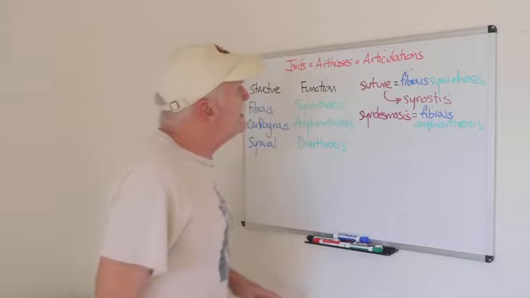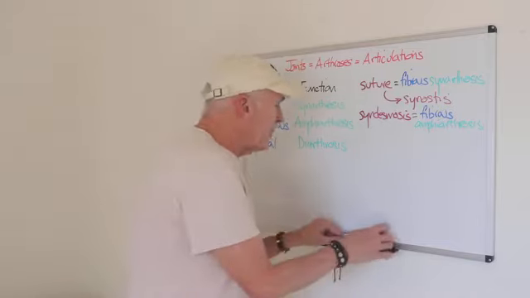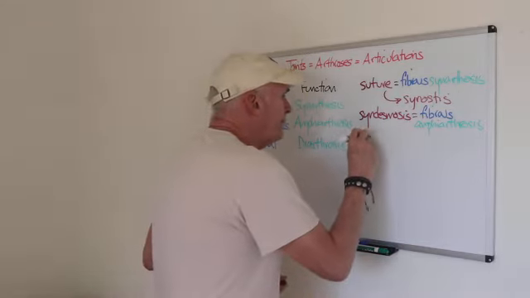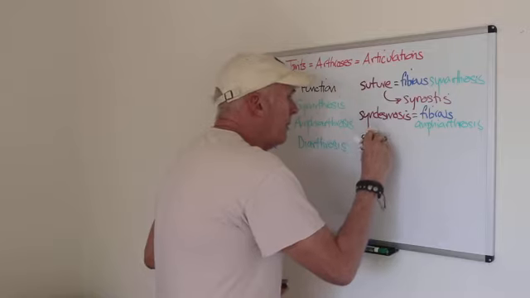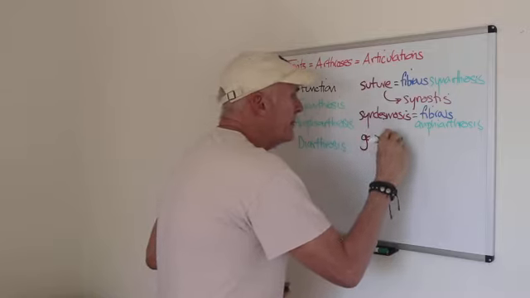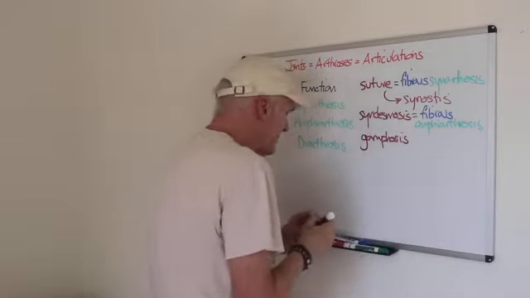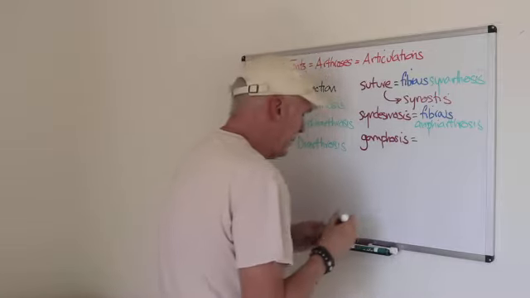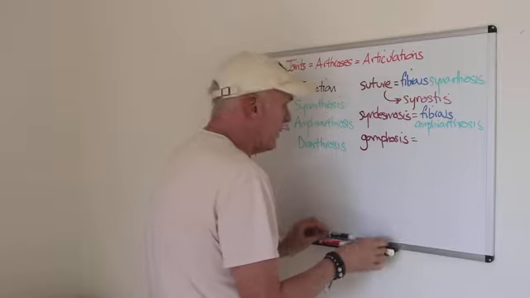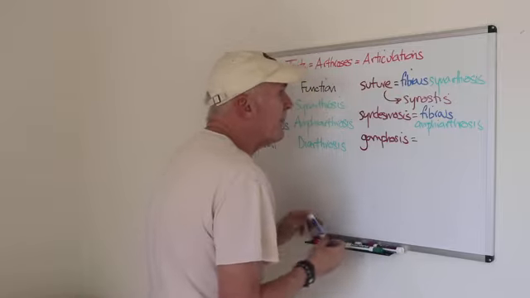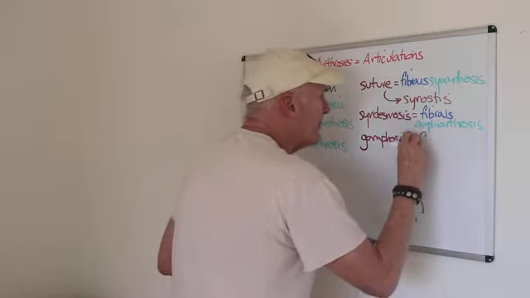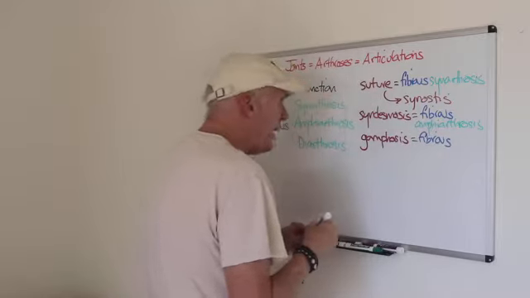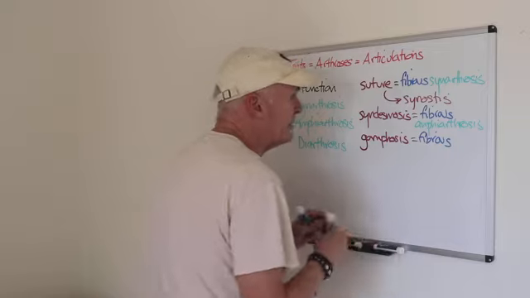Now then, what else is there? Let's talk about yet another joint, a gomphosis. A gomphosis is another example of a fibrous synarthrosis. So a gomphosis, once again, is fibrous. It's made of fibrous connective tissue. And it's a synarthrosis.